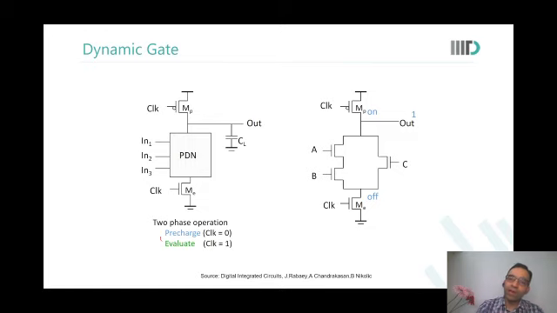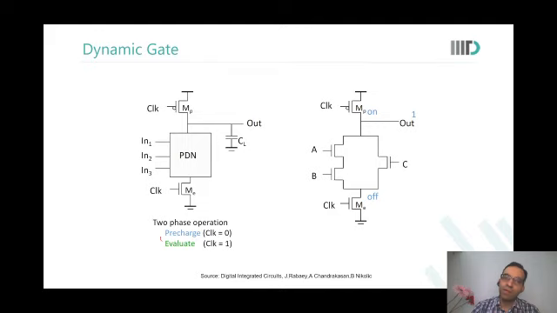Now, when you want to evaluate the output of A, B, and C of this combinational gate, when A, B, and C values are fixed, Ck goes to 1. What would happen? The PMOS would turn off, the NMOS would turn on, MEvaluate would turn on, and now you will evaluate the dynamic gate.